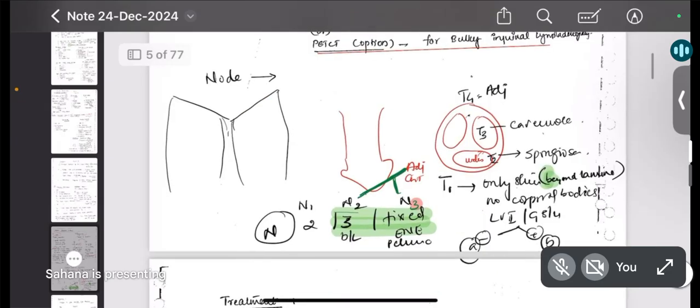When we go to the groin, we'll finish off N, then we can finish here. So N3 is the worst. What are the things included in N3? Fixed nodes.